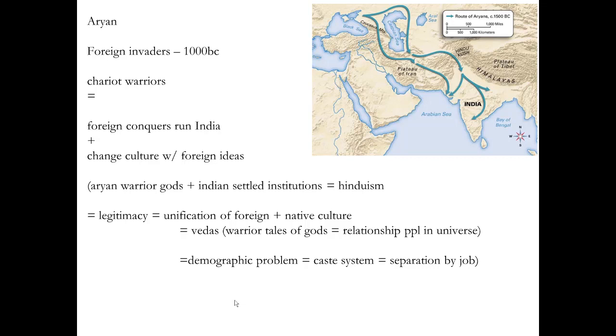But there's a demographic problem. The Aryans are few. The Indians, the native Indians, are many. And so their answer to this is the caste system, to separate people by job. Segregation. To literally break people up by job. Now, you know the Aryans are going to have the best jobs because they conquered India. They're on top, right? So we're going to talk about that in a second. But that's the way of doing it. Because if you let... Look.